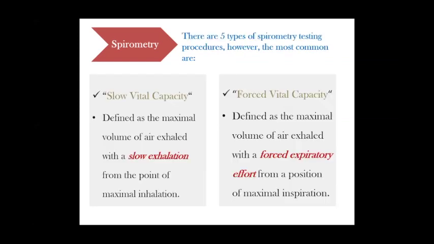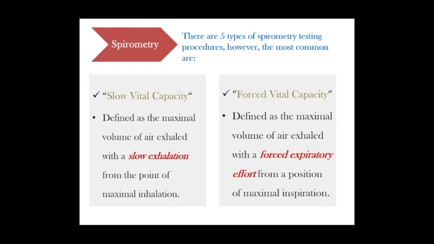There are 5 types of spirometry testing procedures that can be obtained from a spirometer. These are slow vital capacity, forced vital capacity, maximum voluntary ventilation, peak expiratory flow, and pre and post bronchodilator.